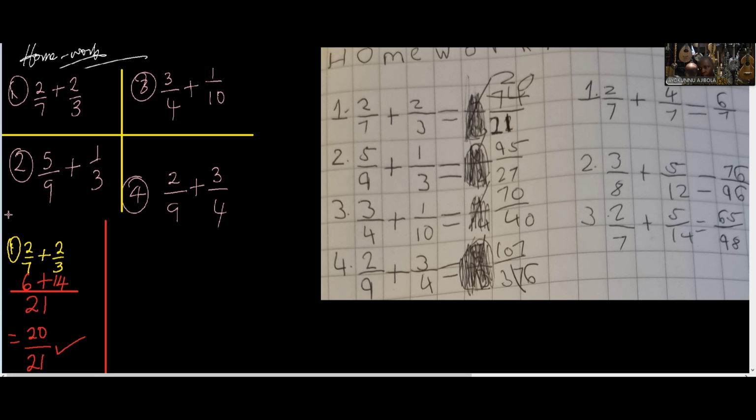Do you understand number 1? Yes. Good. Let's go to the second one. For number 2, the question says 5 over 9 plus 1 over 3. Now, the first question you ask yourself: are the denominators the same? No. Okay, the bigger one, is it a multiple of the smaller one?